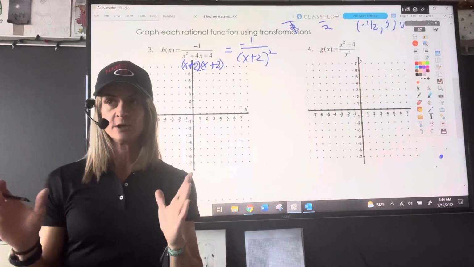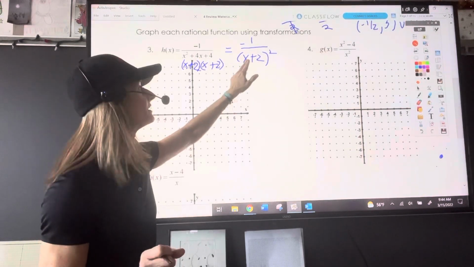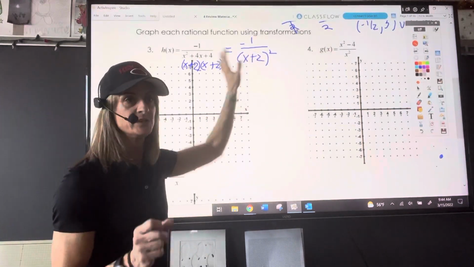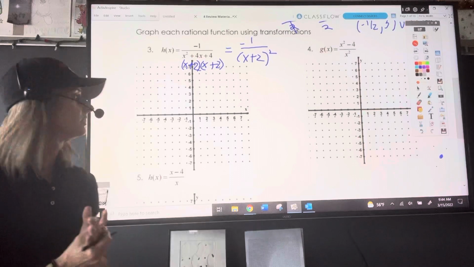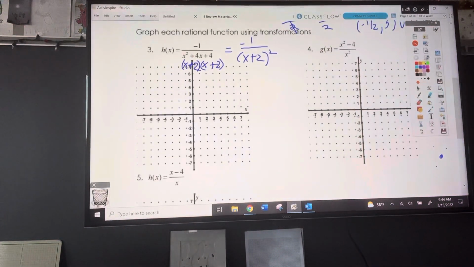All right, now we can see we've got a vertical asymptote at -2, just like the last problem. Because if I plug in -2 for x here, -2 plus 2, this denominator will be 0. We have no graph there. So I'm going to go ahead and draw that in first. I usually like to use a different color for the asymptotes. But I've got a vertical one at -2.